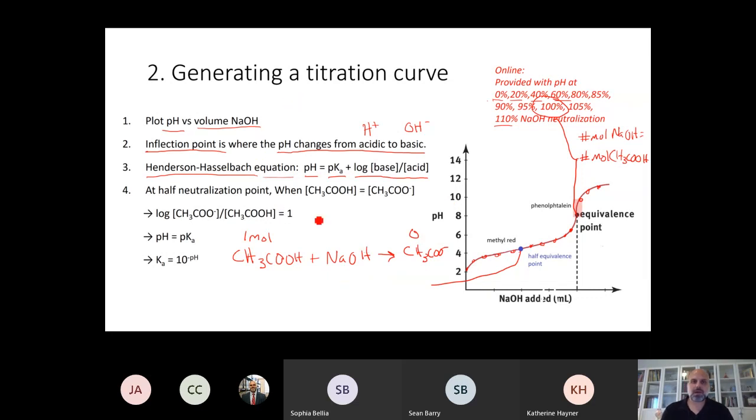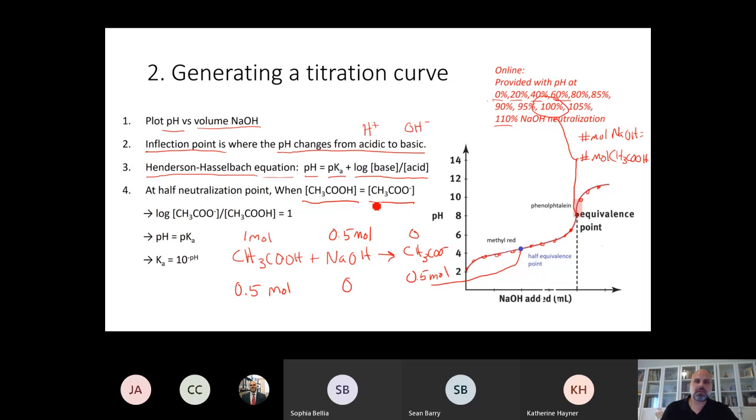Right. So we're going to add 0.5 moles here. After the chemical reaction occurs, we have 0.5 moles of the acetic acid, 0 moles of sodium hydroxide, and 0.5 moles of the acetate ion, the conjugate base, right? So this is what happens at the half neutralization point, where now the acetic acid is equal to the acetate.